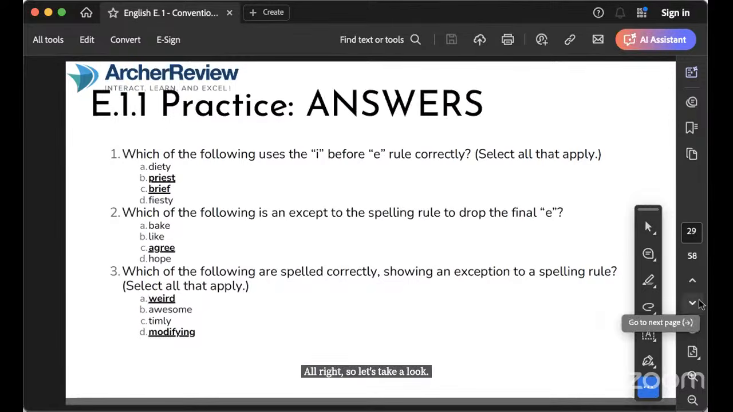So for number one, the answer was B and C. Number two was C, agree. Number three is A and D. All right, any questions on those?